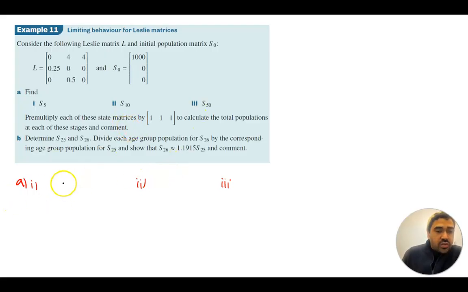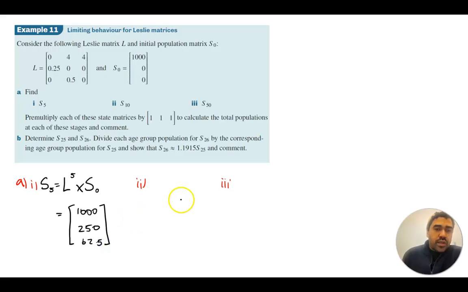So just to recap, to get S5, this is going to be whatever your Leslie matrix is to the power of that position, so to the power 5. And we always multiply this with the initial matrix. When you go ahead and do this for the first one, you'll end up getting 1,250 and 62.5. Now again, we can just do this for S10 and S50. You can go ahead and do this in your calculator. I'll write the answer right now.